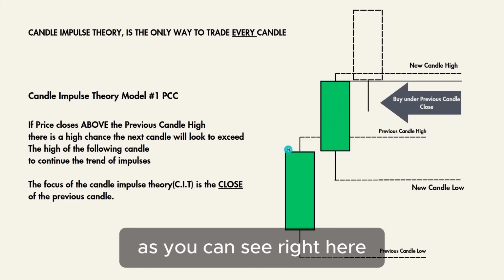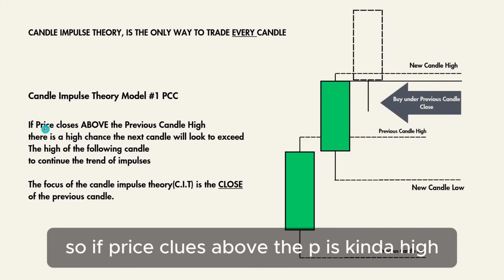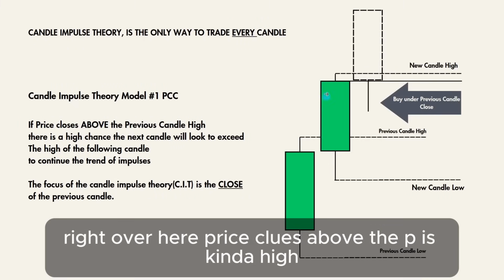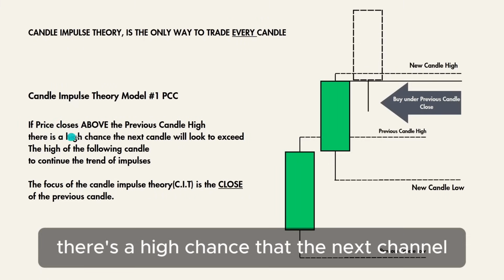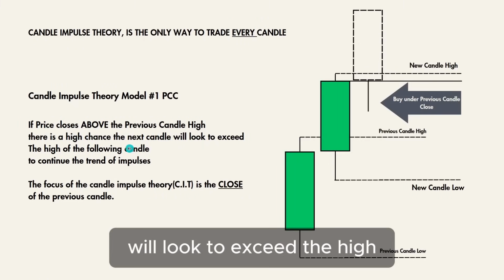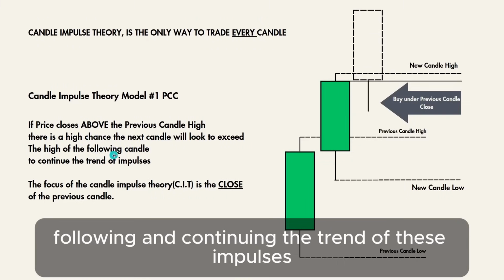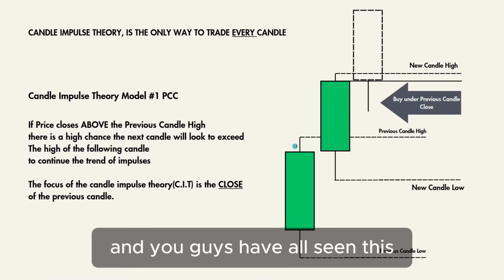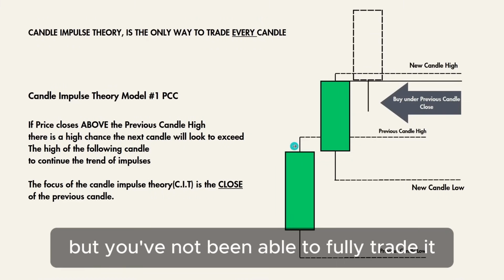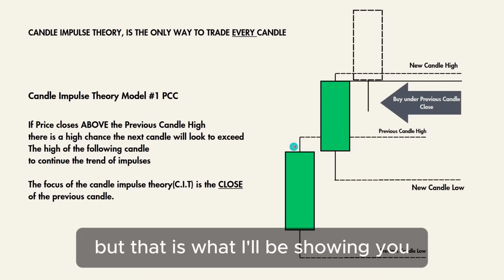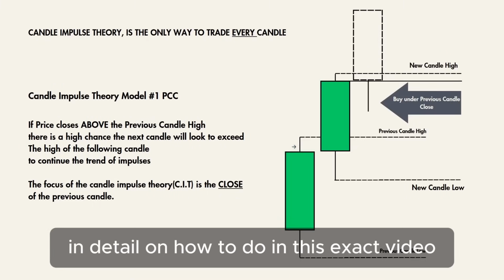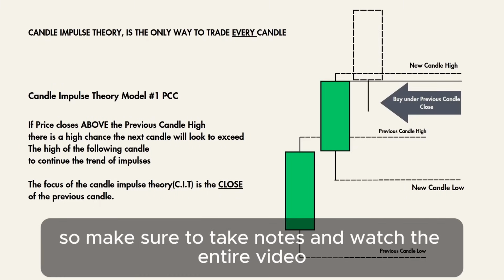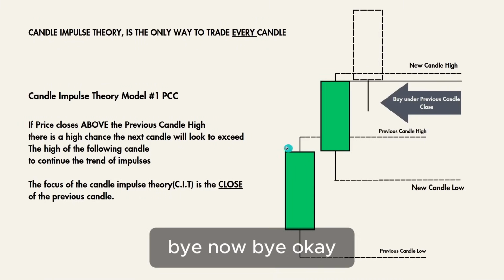As you can see right here, if price closes above the previous candle high, there's a high chance that the next candle will look to exceed the high, following and continuing the trend of these impulses. This would be a normal bullish day, and you guys have all seen this, but you've not been able to fully trade it to its maximum potential. But that is what I'll be showing you in detail on how to do in this exact video. So make sure to take notes and watch the entire video. Okay, guys.